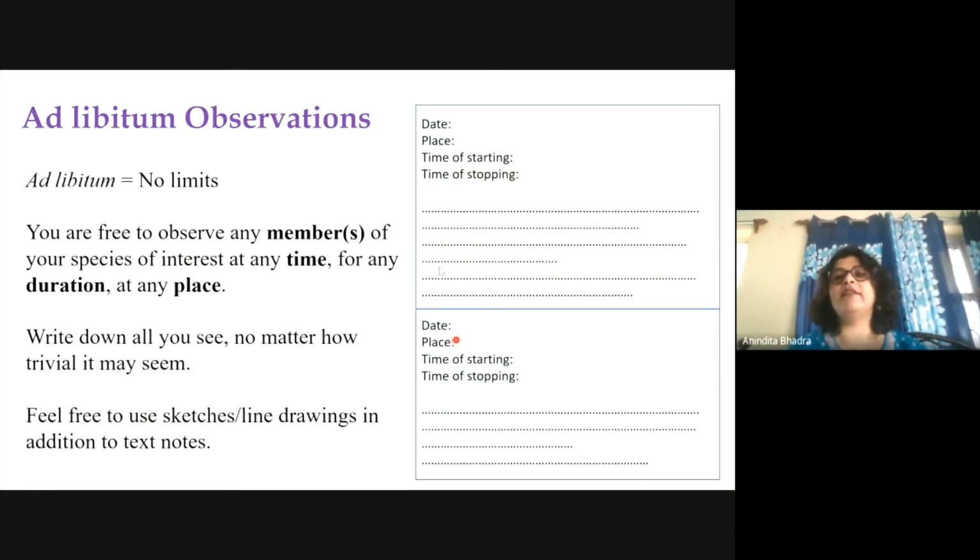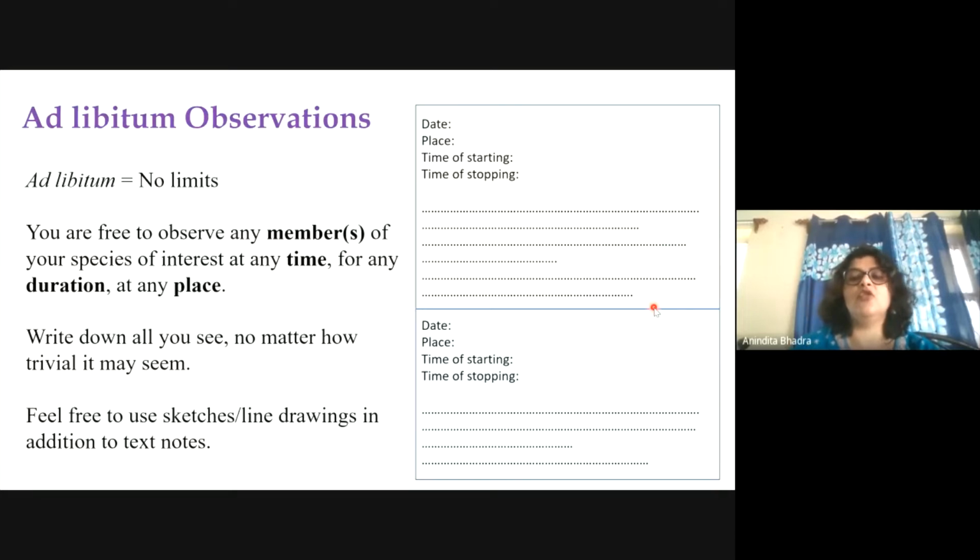This is how a typical ad libitum notebook looks like. You start with the date of your observations and the place where we are doing observations. You write down the time of starting. For example, I start ad libitum now. I write 11:58 a.m. And then I make my notes, whatever I'm observing. Suppose I'm observing a crow, I write down whatever the crow is doing.